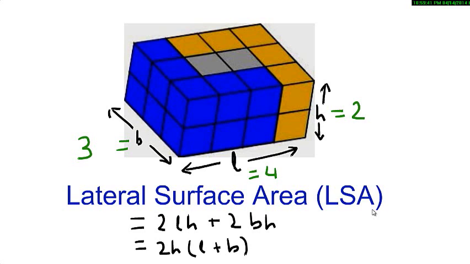I get 2H into L plus B. What is 2 times L plus B? Is it not the perimeter of the base? So, can I write the lateral surface area in terms of the perimeter of the base into height? Can you now recognize a formula to find the LSA of a cuboid?